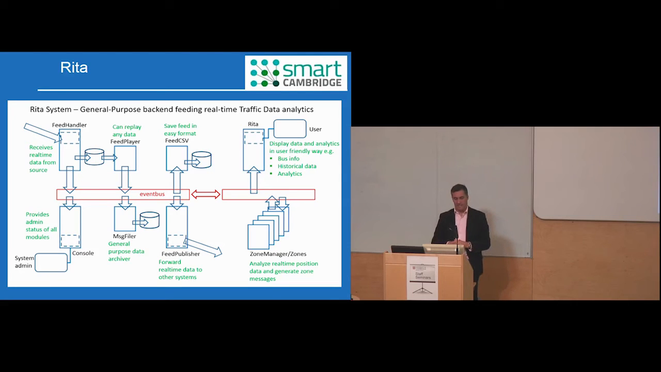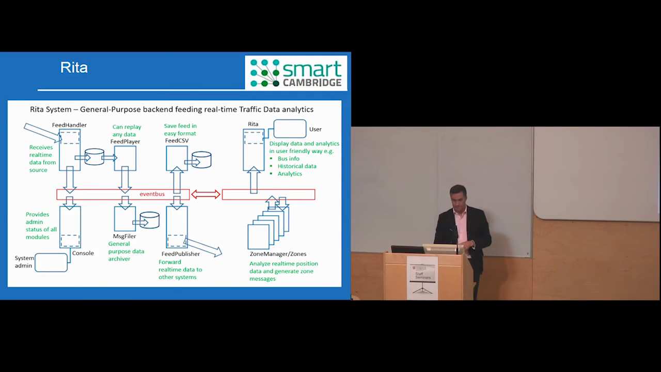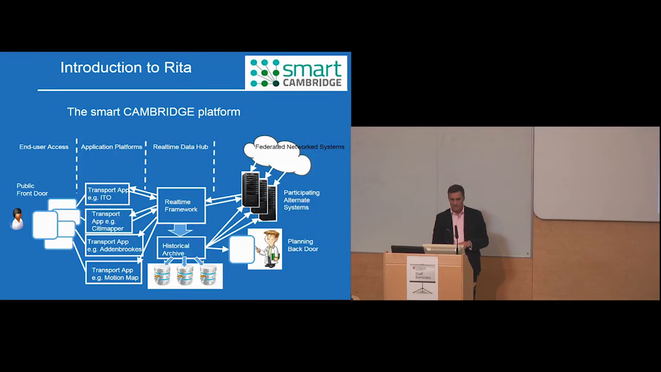That is a screenshot from a documentation page on GitHub. My ID is IGL20 on GitHub. That is an actual page. With a bit of luck, you would now recognize that picture. If I'd shown you that at the beginning, you'd have absolutely no clue what I was talking about. So you've got the feed handler, feed player, feed CSV, message filer, and the console. This is where it fits in that central real-time framework and historical archive section of that diagram.